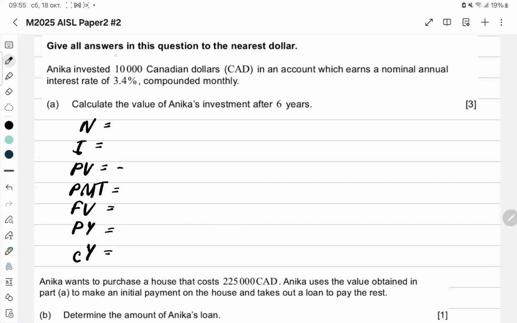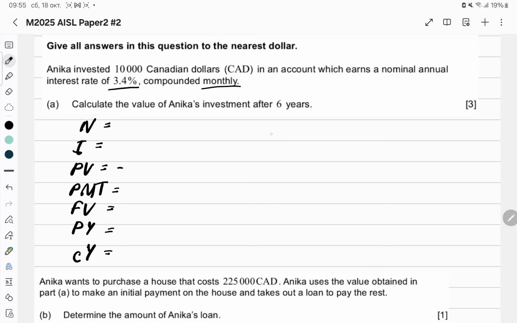So we have to give all answers in this question to the nearest dollar. Anika invested 10,000 Canadian dollars in an account which earns a nominal annual interest rate of 3.4%, compounded monthly. Calculate the value of Anika's investment after 6 years. There are two options how we can solve this question.